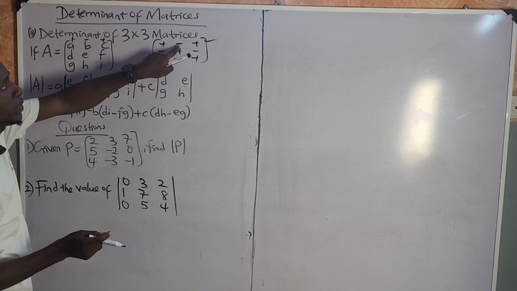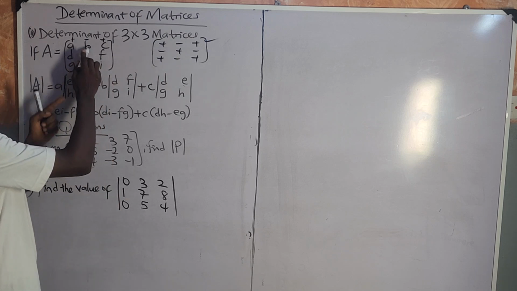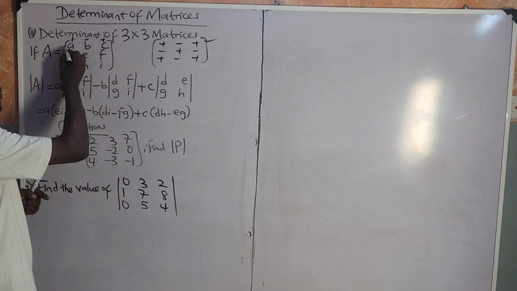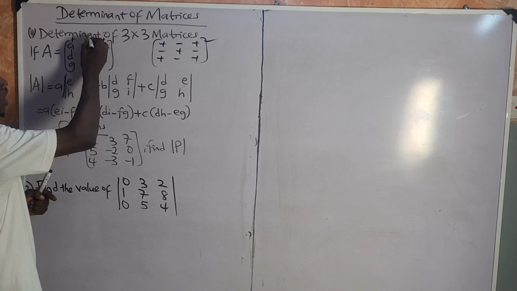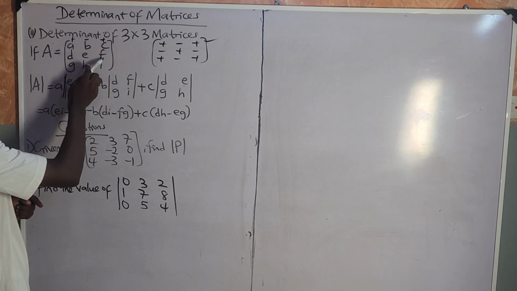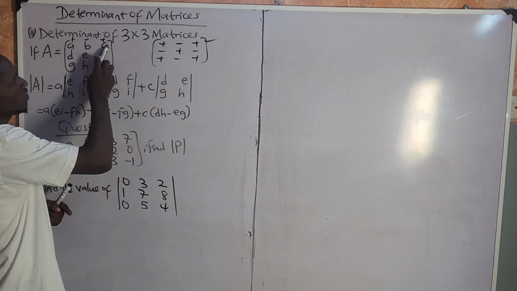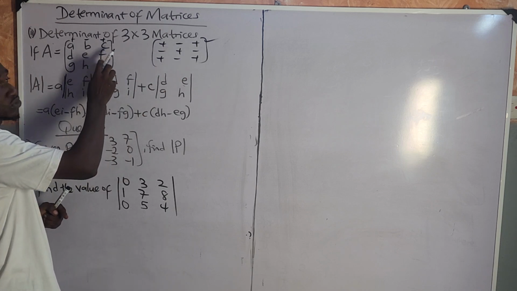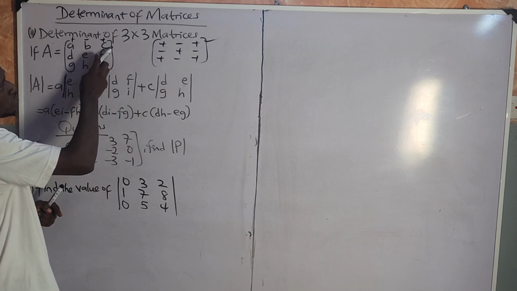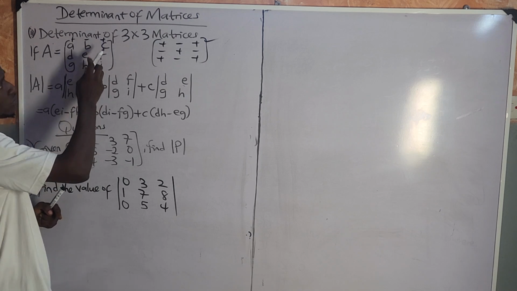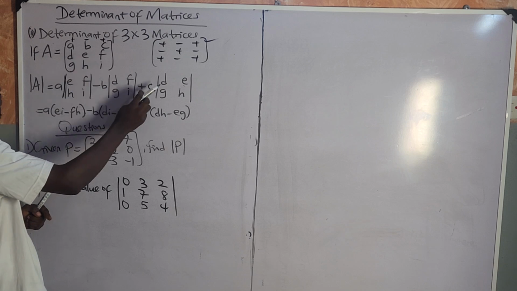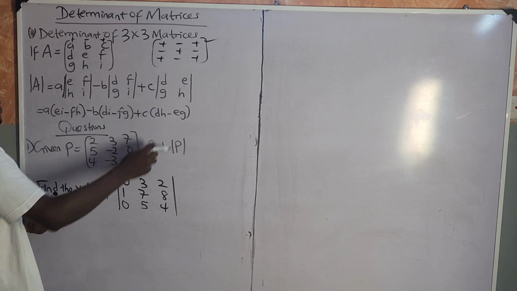Then remember that there is minus here. This is minus B. The second element will cancel its position on the row and column. What is remaining is D, F, G, H. That is why we have this. Plus this last element in this first row, which is C, will cancel the elements in its row and column. So it will go like this. That's why we have D, E, G, H.